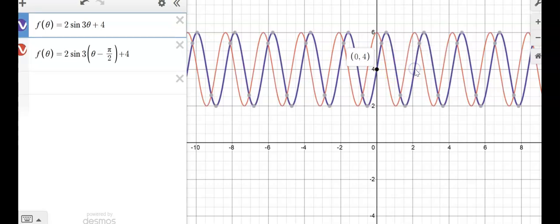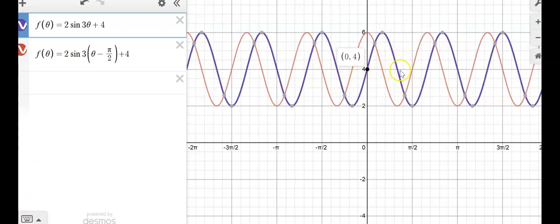Here it is. And let me show you how and where it will be. So as you can see, this blue one represents 2 sine theta plus 4. Now theta, if we put 0, the sine of 0 will be 0. So here it is. Sine of 0 is 0 plus 4, which is here, 4, as we have shifted 4 units up.